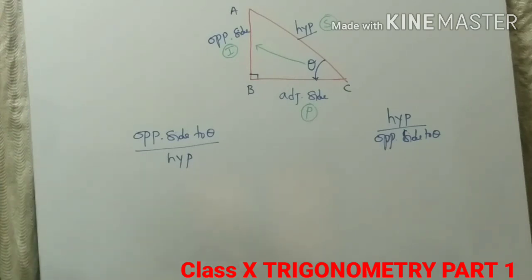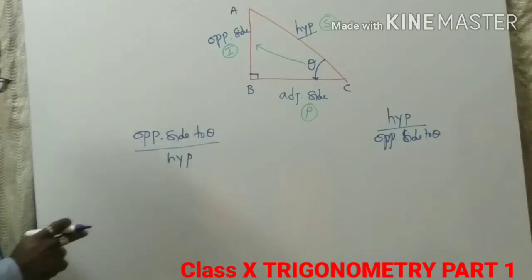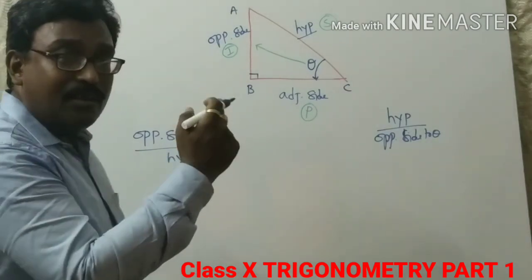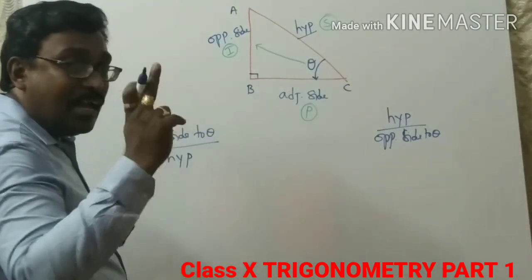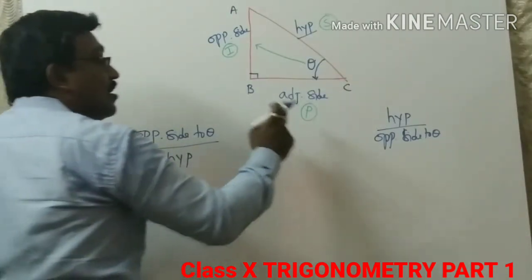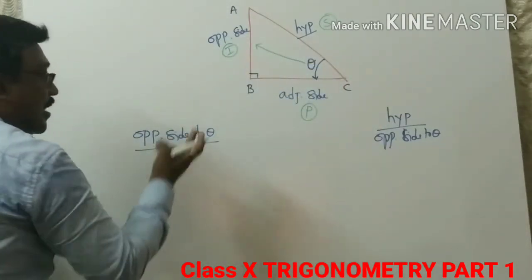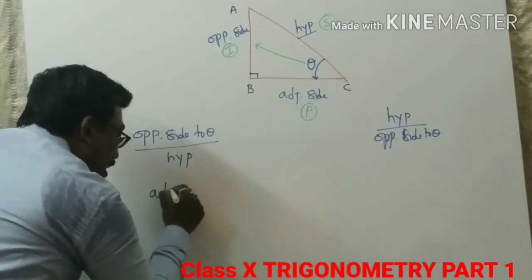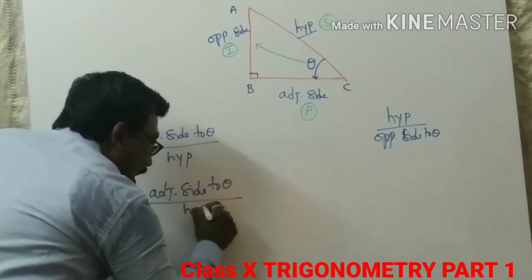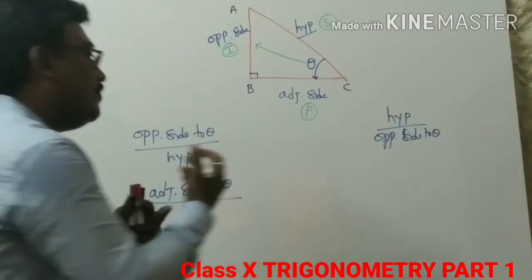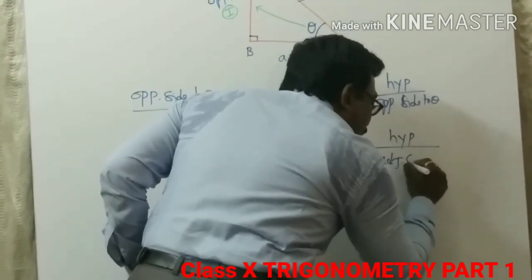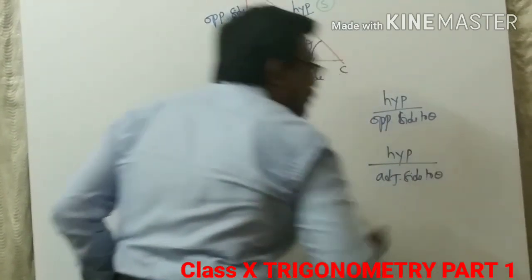Okay. Do not write only opposite side. Because opposite side to what? To A or B or C. That is theta. Theta is an angle. Now, India, Sri Lanka completed the first match. Now, second match, Pakistan, Sri Lanka. Pakistan is nothing but the adjacent side to theta by hypotenuse. Or else, if the reverse, it's reciprocal, hypotenuse by adjacent side to theta.